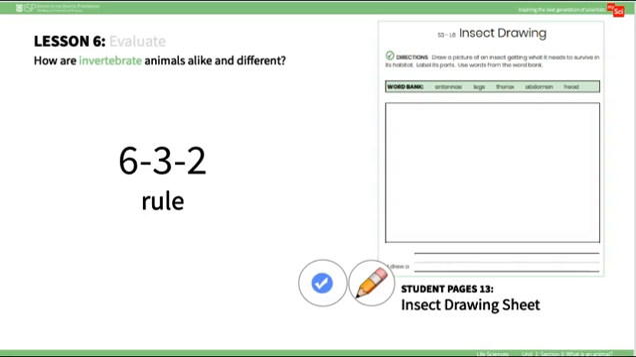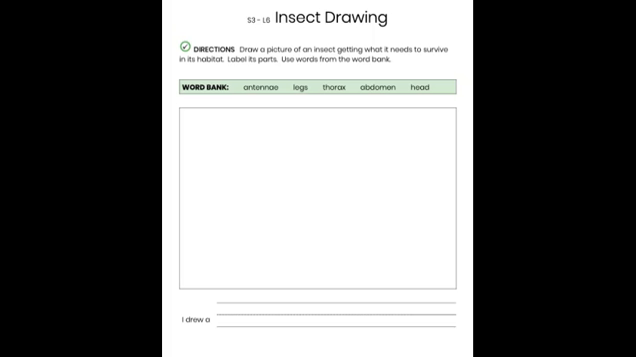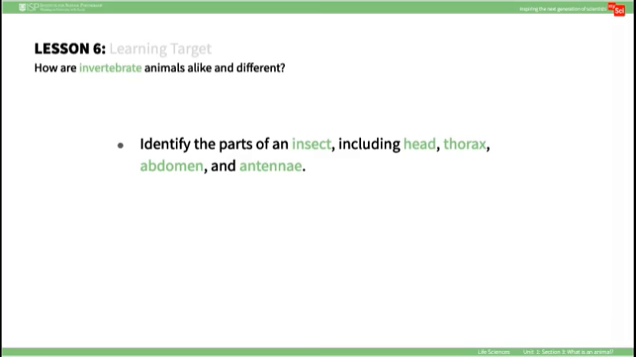In the Evaluate portion of the lesson, students will draw and label parts of the insect using the 6-3-2 rule in their student journal. If students need support with the illustration, allow them to use the invertebrate models to help. By the end of this lesson, students will have identified parts of an insect, including head, thorax, abdomen, and antenna.